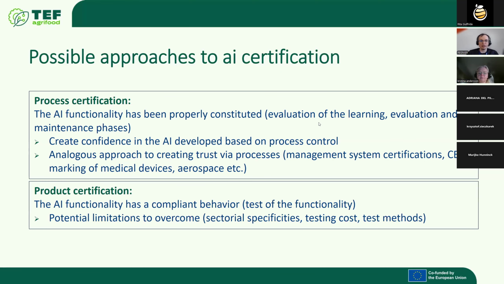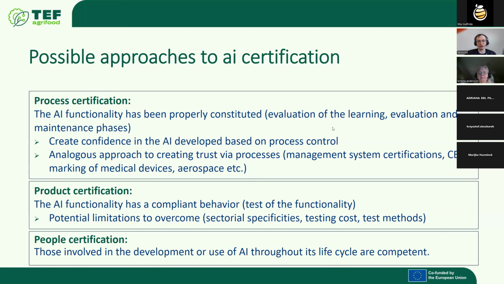The second one is product certification. In this case, the AI system itself is tested. We evaluate whether its behavior is compliant with regulation and expected performance. This approach is more concrete, but it's also more complex. And because testing AI can be expensive and highly dependent on the application domain, we also need standards. It's not the case in every domain.